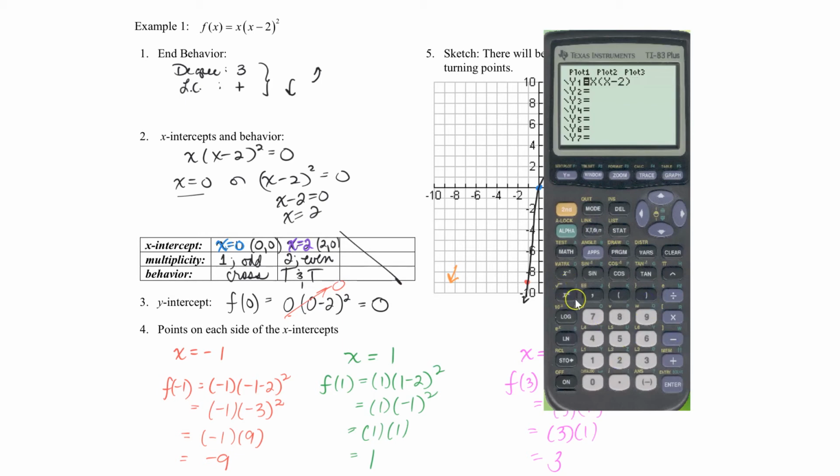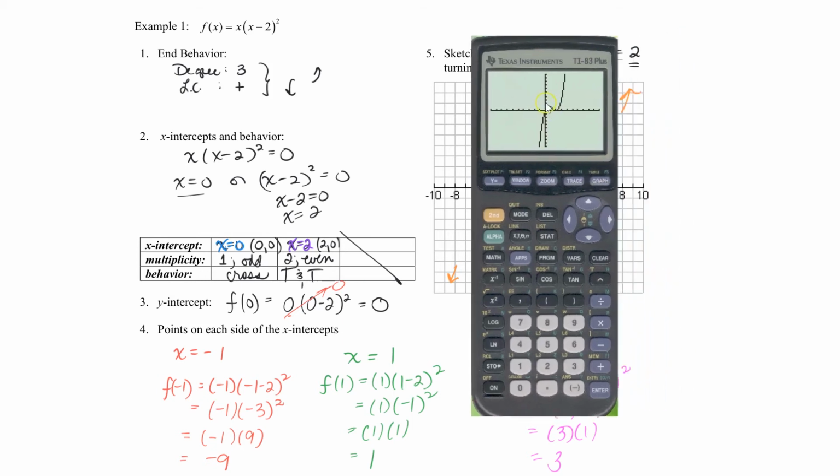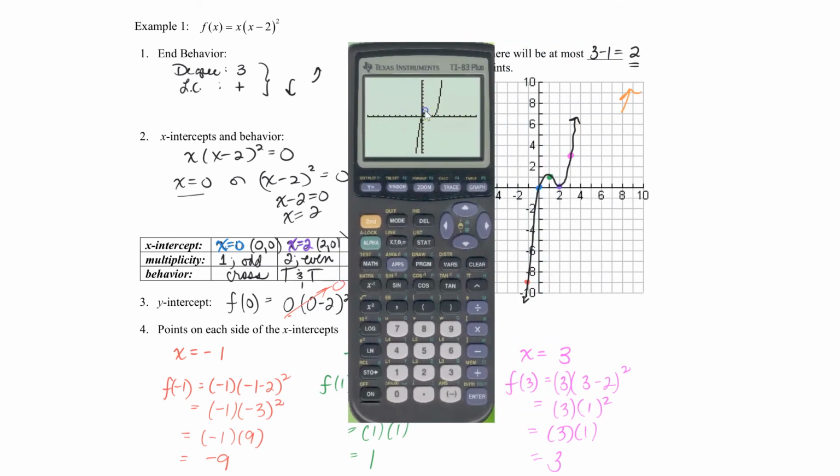I can either use the square button, or if it's a higher power or a higher degree, I can use the up arrow, squared. And then I'm going to click the graph button, and then it's going to sketch the graph for me, and it looks very much like the graph that we created, right?